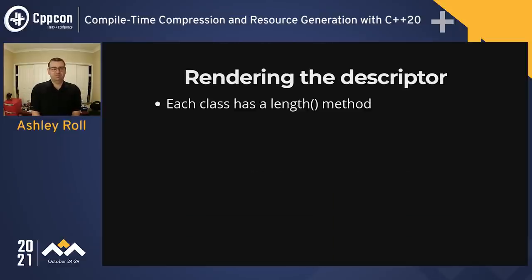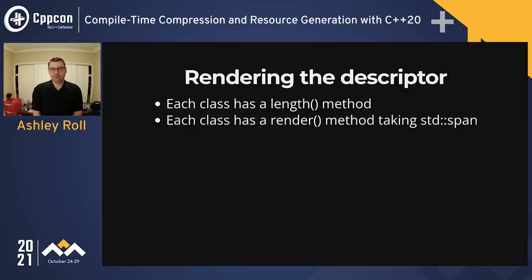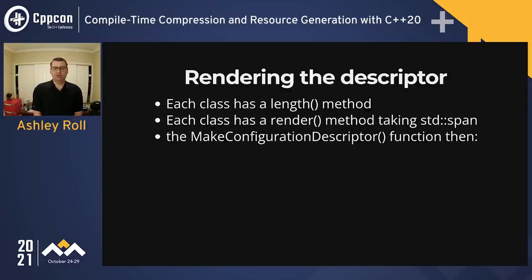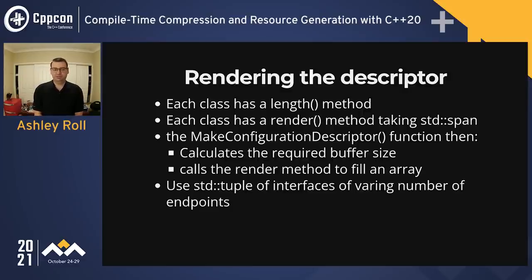Rendering the descriptor is a little bit more tricky. Each class has a length method. So the configuration has a length, which uses the length in the interfaces, which uses the length in the endpoints. Each of them also has a render method that takes a span for the buffer that we're going to write into. We then calculate the size of the buffer and call a render method to fill the array.